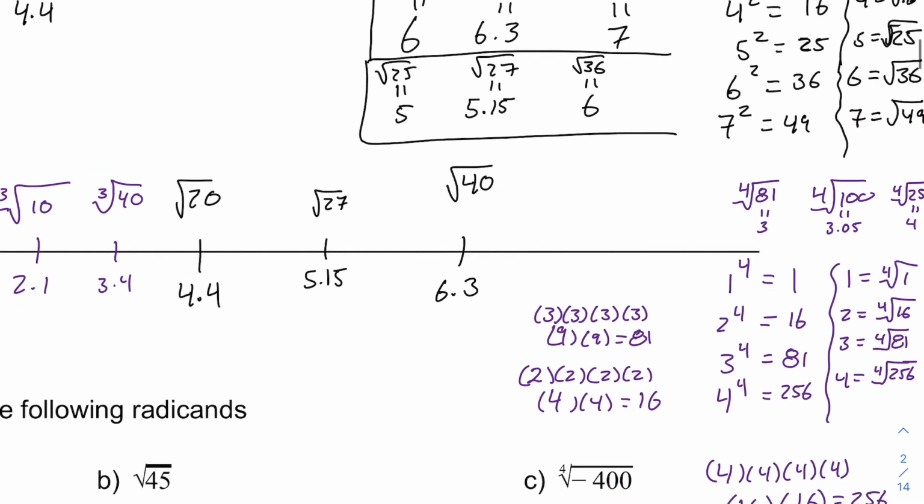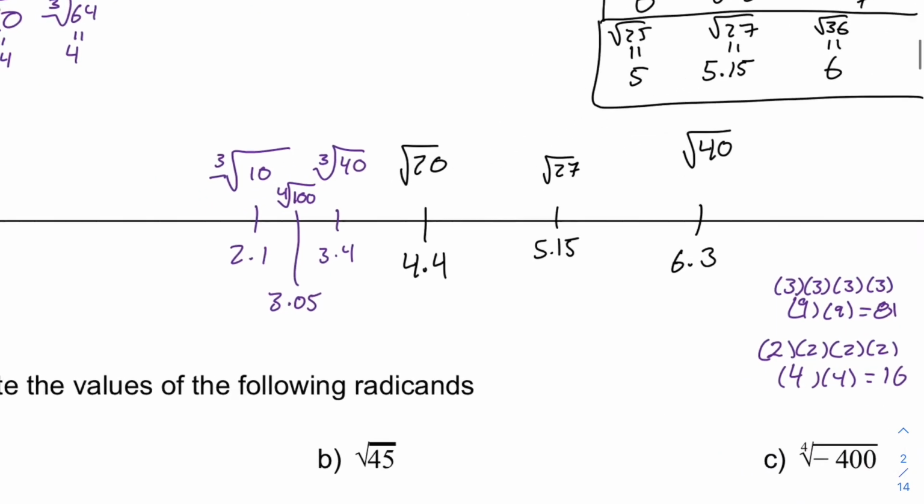Okay, so let's go over here. And would you look at that? That falls pretty nicely. Even if I made it 3.1, it would still fall in between here. Okay. So this will be 3.05, which is, I'm guessing, the fourth root of 100. Okay. And there is my number line.